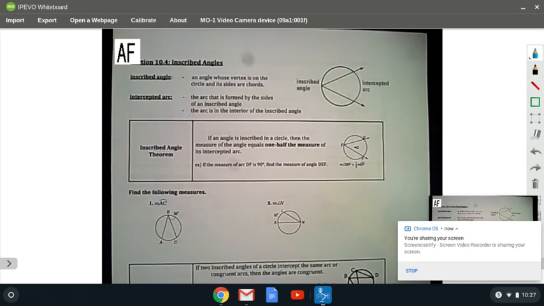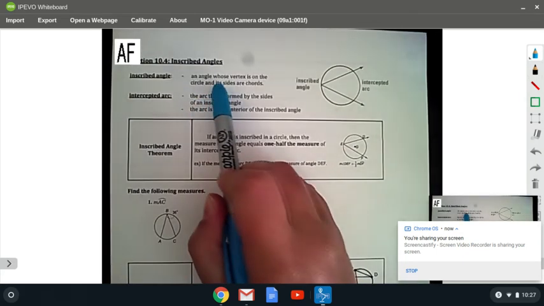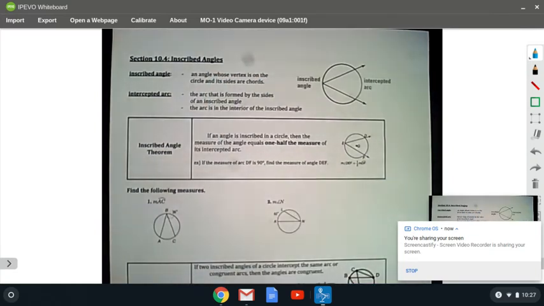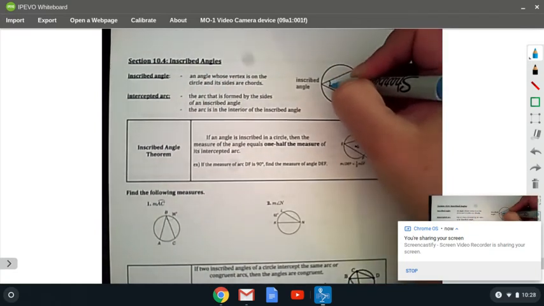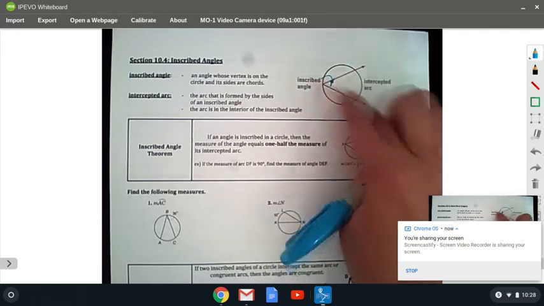Today we're going to go through section 10.4, which is inscribed angles. An inscribed angle is an angle whose vertex is on the circle and its sides are chords. So in this picture, this right here would be an inscribed angle. Its vertex is on the circle. Its sides are chords of the circle.